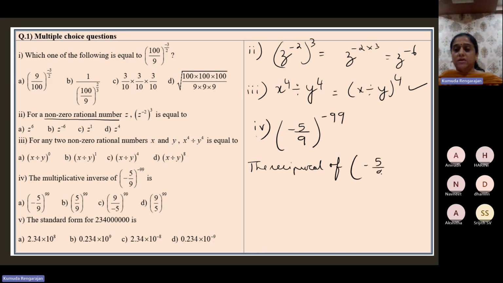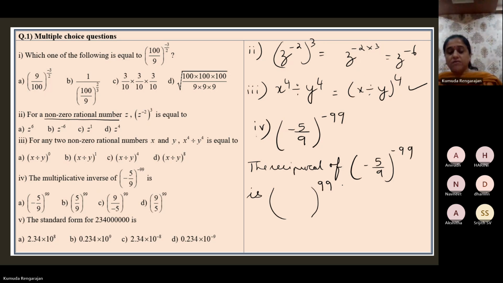So the reciprocal of minus 5 by 9, the whole power minus 99, now since the options have a positive 99 power, we'll write minus 99 as plus 99. So we have to do only one change. Correct? So we've already written the negative of the power. So write the base as it is. Don't change the base. Don't write the reciprocal of the base. Got it?